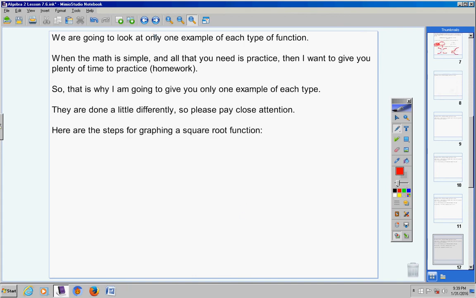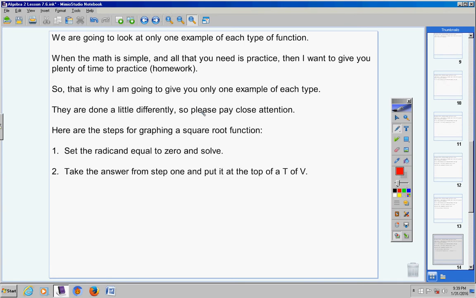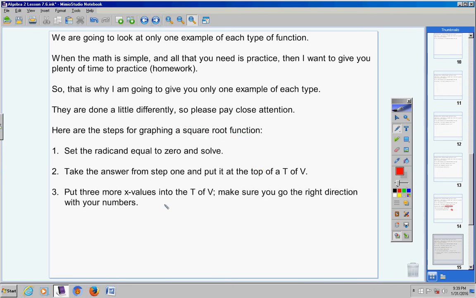Okay, here are the steps. I'm going to go quickly. You'll have to pause the video and copy these down. We're going to start off with the square root function. Step 1: Set the radicand equal to 0 and solve. Step 2: Take the answer from step 1 and put it at the top of a table of values. Step 3: Put 3 more x values into your table of values. Make sure you go the right direction with your numbers.